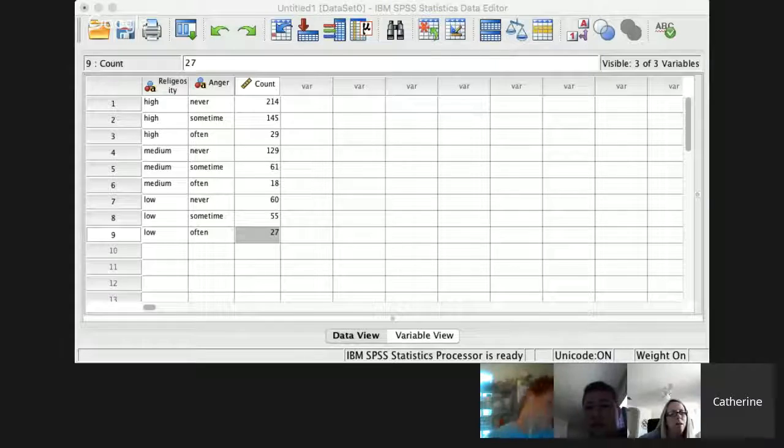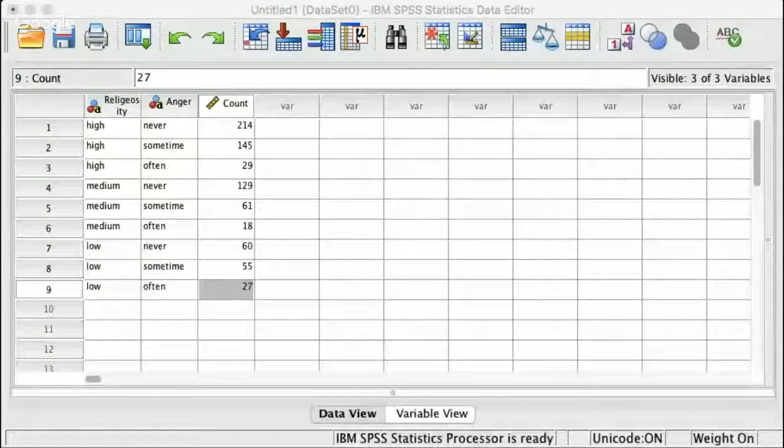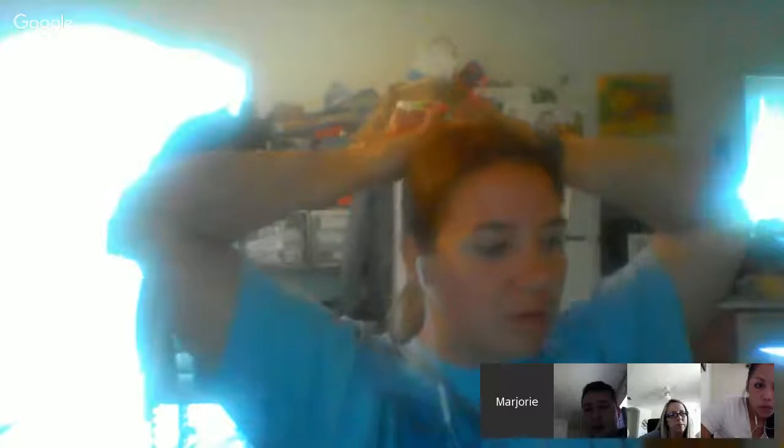I'm sorry. So after you do the cells and then expected, then you press OK? Yeah. And then go to the box with the chi-squared. I got this. Where is it?